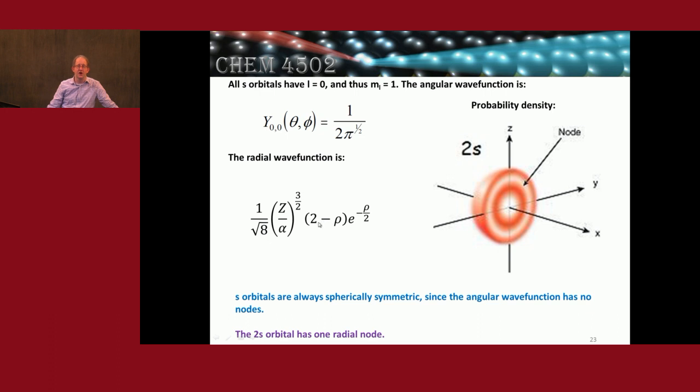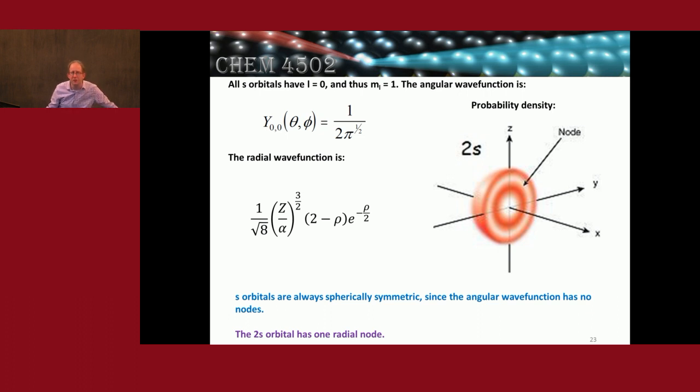Right? And so I'm going to get a node right here when rho is equal to 2. When rho is equal to 2, this is equal to 0, and that's this radial node right here. And there's no probability of finding the electron in that particular shell, at that particular value of the radius. So still spherically symmetric, but also have one radial node. That's psi 2, 0, 0.